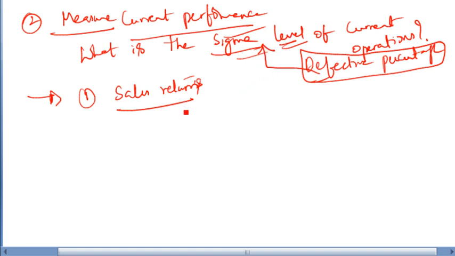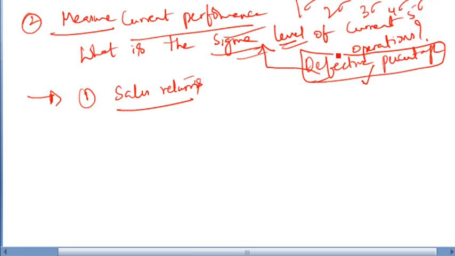Now I'm going to use this as a base to identify what sigma level the company is operating at. So that's the reason I started with sales returns. Next, I'll go for warranty claims. There, I'll try to identify the defective percentage as a percentage of turnover. Once I'm done with it, then I'll be able to say whether the company is at 1 sigma level or 2 sigma level or 3 sigma or 4 sigma or 5 sigma. Obviously, it can't be 6 sigma.